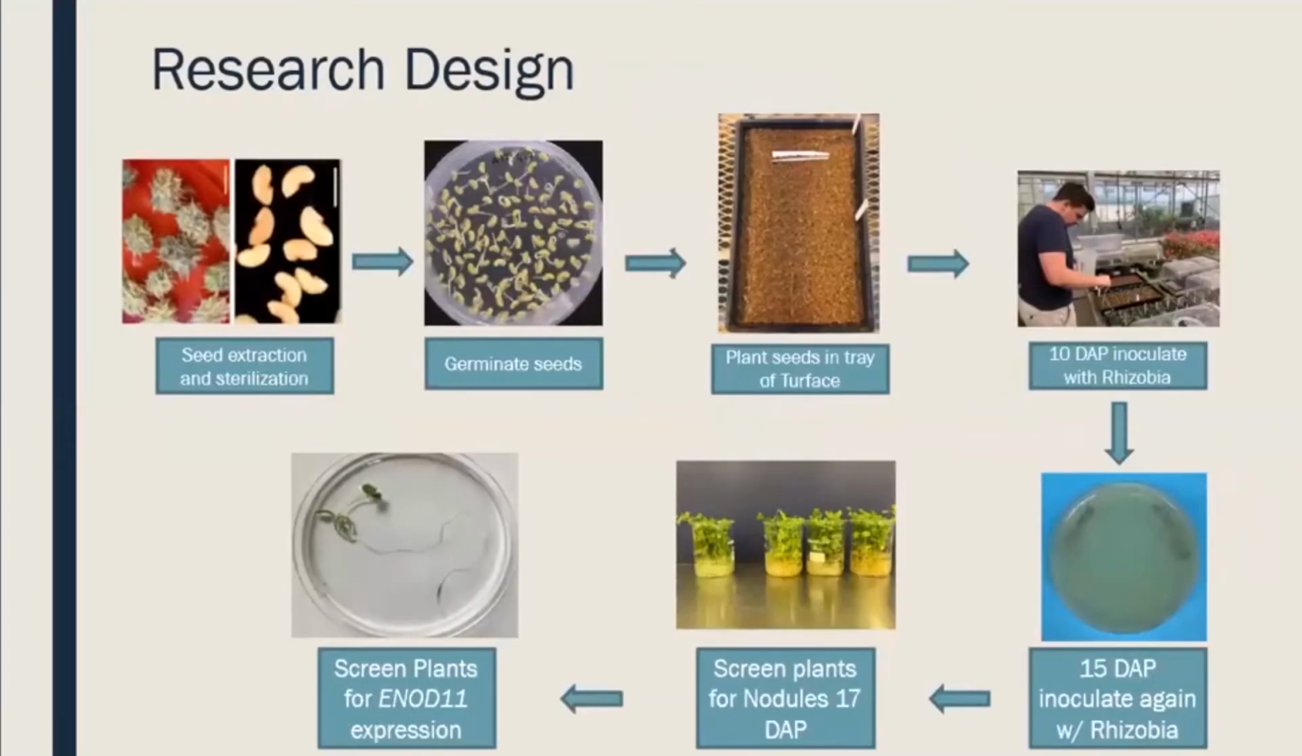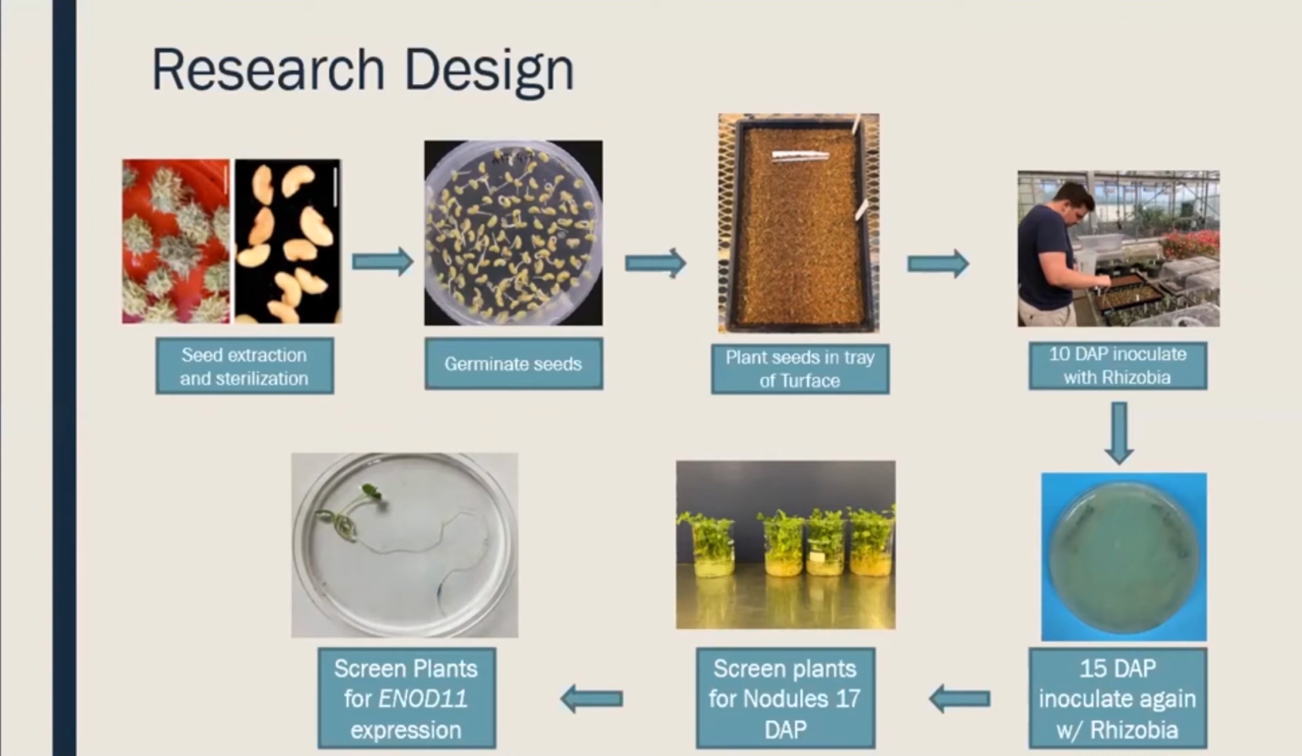Below is a depiction of our research design that we developed and optimized for the genetic suppressor screening. We started with seed extraction and sterilization to get rid of any contaminants. We then began to germinate the seeds on agar plates, and one day after germination, the seeds were planted in a tray of turfase, which is a soilless media, and it's very similar to what you find on the inside of a baseball diamond.